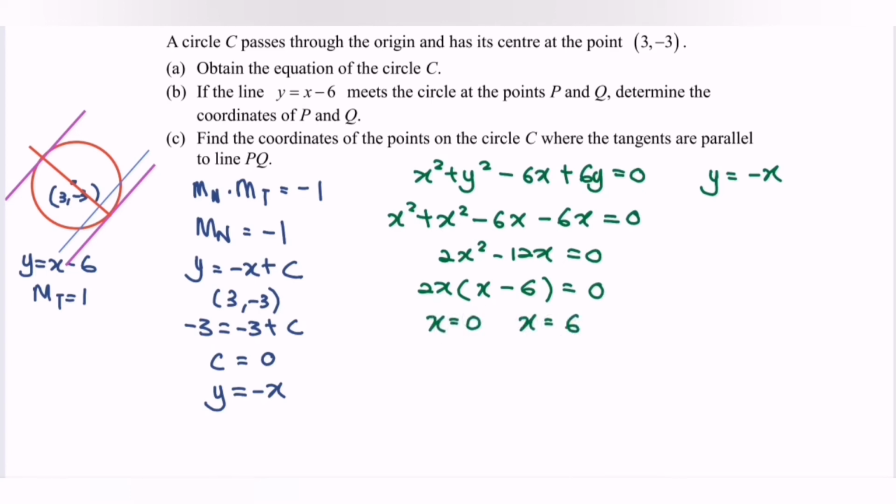In order to find the coordinates, what we have to do is to substitute the values of x into y equals -x. So y will be equal to 0, and y will be equal to -6. So the coordinates will be 0, 0, and also 6, -6. So those are the coordinates of the points on the circle where the tangents are parallel to the line PQ.